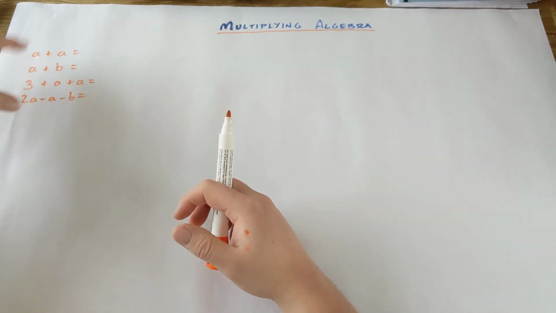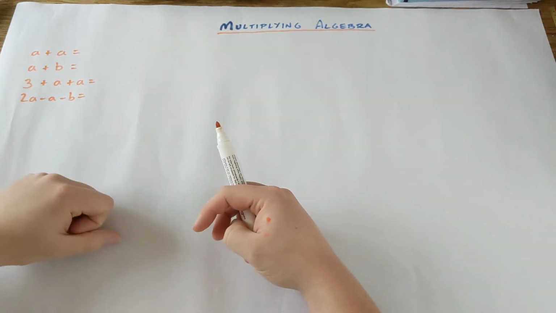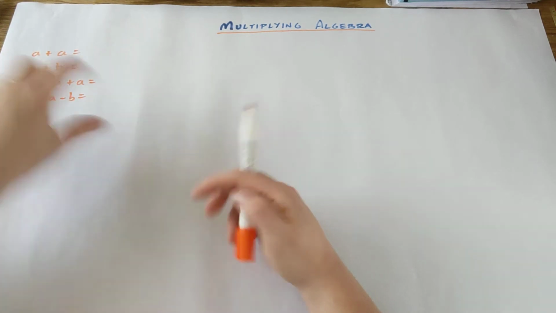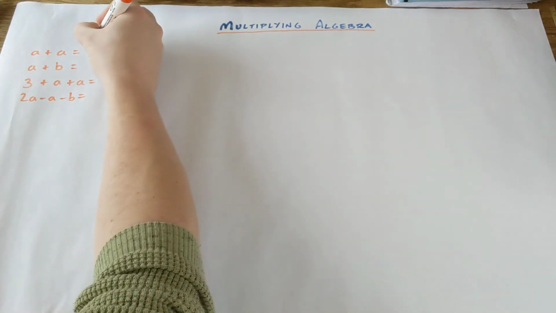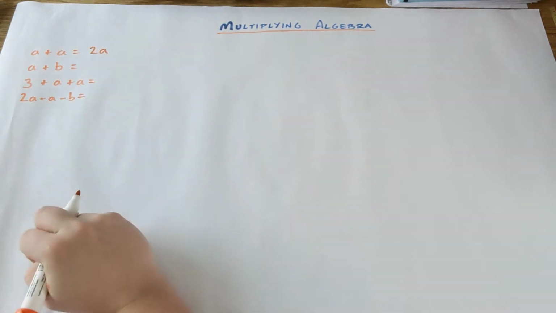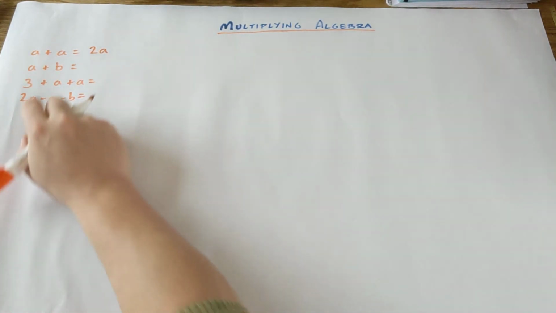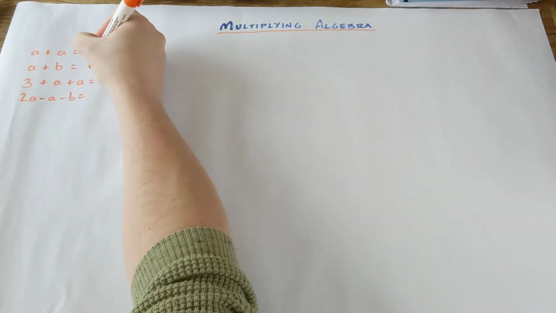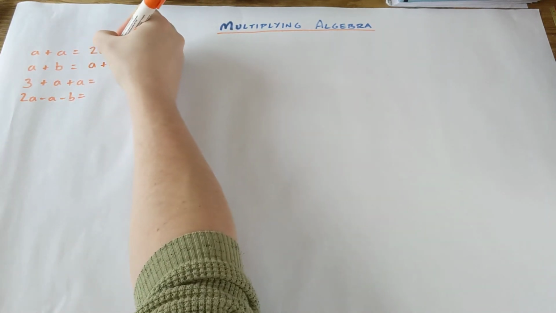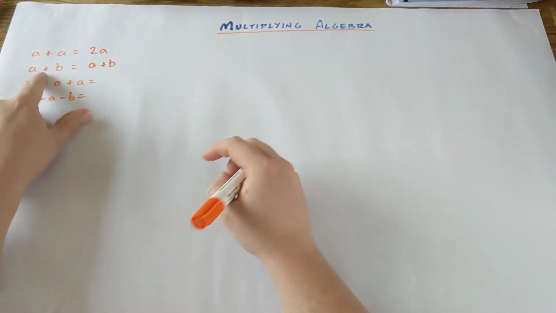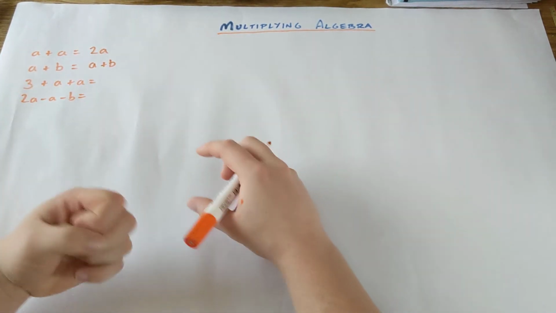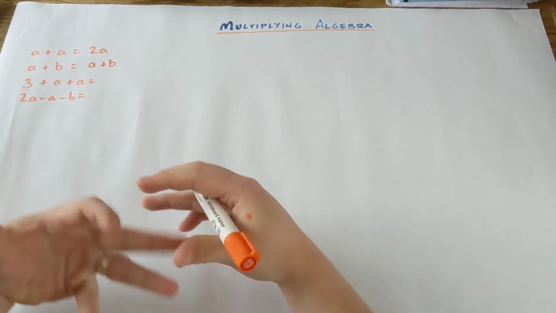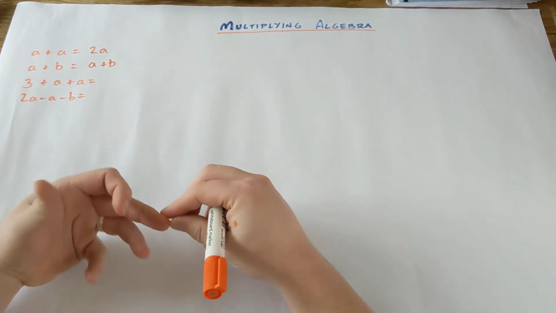So these are some things we need to know before we can go on to multiplying. First, if I've got an A, add an A, that means I've got 2A. I've got two lots of A. If I have an A plus a B, remember, that still just stays as A plus B, because we can't combine these. We can only add or take away letters if they're the same letter. The A's and B's are different, so we can't combine them.